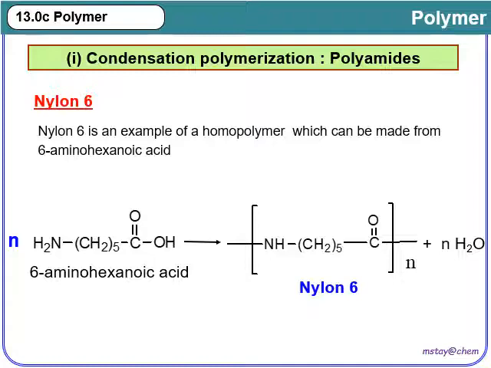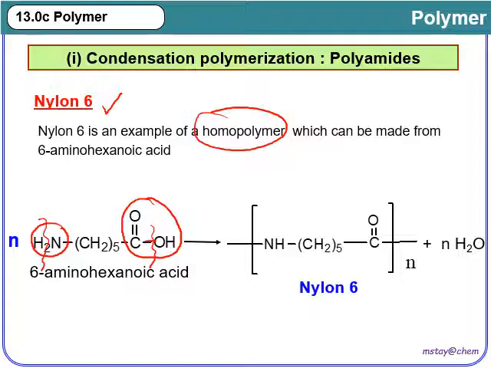Okay, now let's check out another polymer, which is considered an example of a homopolymer. For example, nylon 6 has a monomer which is 6-aminohexanoic acid. In this compound, we notice that it has both functional groups, amino and also the carboxyl group. So as usual, the carboxyl group will break the bond between carbon and OH, while for the amino group, the bond will break between N and hydrogen. So in the end, we will get this nylon 6, and the molecule that is eliminated is water.